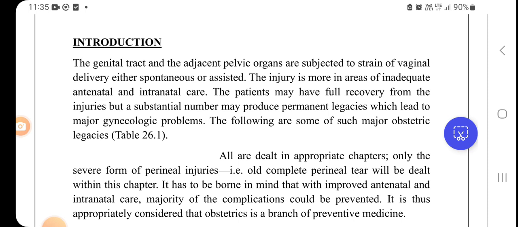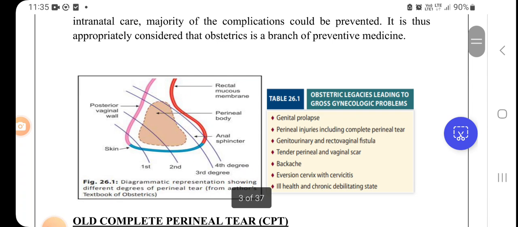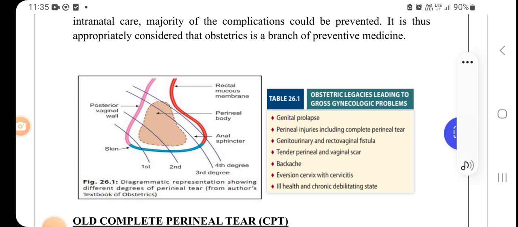major gynecological problems. So I will show you some of the obstetrical legacies leading to gross gynecological problems, that are genital prolapse, perineal injuries including complete perineal tear, genitourinary and rectovaginal fistulas, then tender perineal and vaginal scars, then backache, aversion of the cervix with cervicitis, ill health and chronic debilitating state.